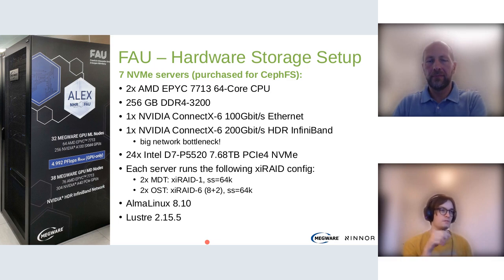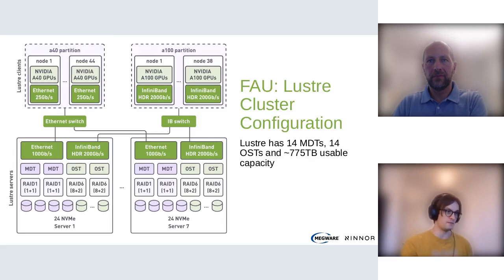Especially the issue with these servers is that we have a big network bottleneck. We have 24 NVMe drives, but we only have a single 200 gigabit InfiniBand connection and a single 100 gigabit Ethernet connection. That's by far not enough to fully utilize all the 24 NVMe drives in such a server. But anyways, we set up one server with a test setup, and you can see it here in the picture. So we have 24 NVMe drives.